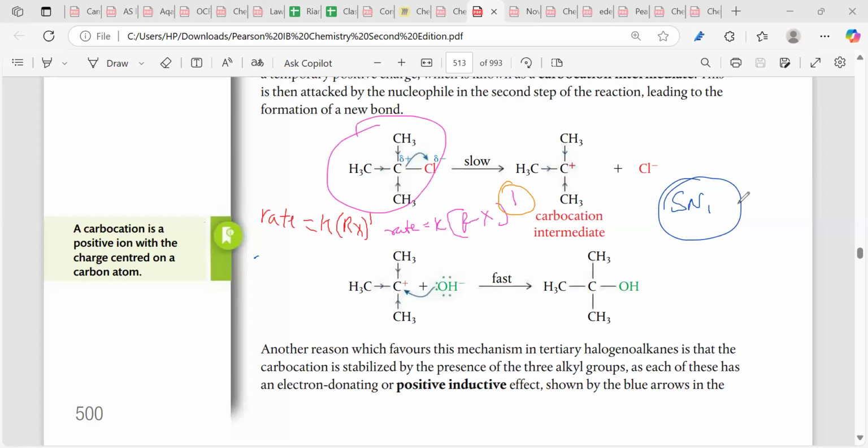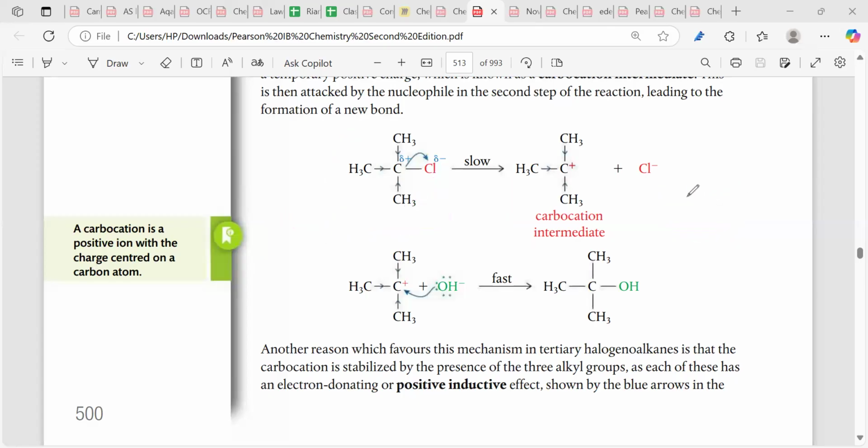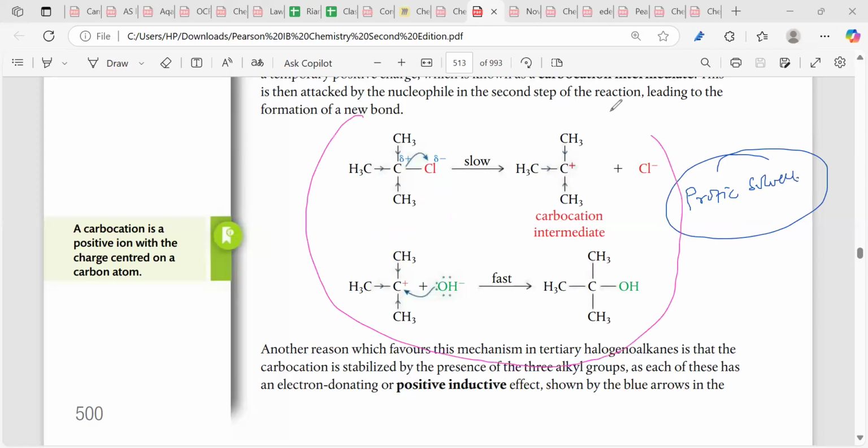Now, in an SN1 reaction, we have to see that this occurs via a protic solvent. We have to take a protic solvent. Why? Now, which is the most unstable species in this reaction, Leslie? The most unstable species in this reaction, which you have to stabilize. Can you tell me? The carbocation, this one. This is the most unstable species.